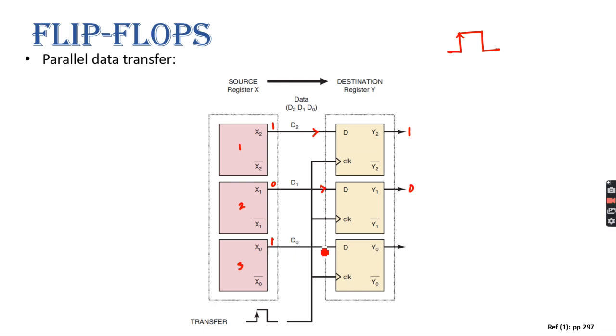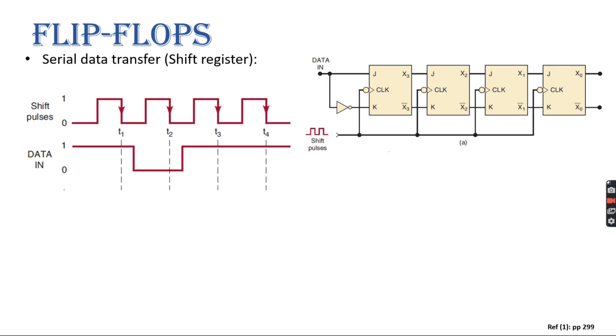Similarly, for the third D flip-flop, the output will be 1. So whatever is stored in your register using a flip-flop, in this case the D flip-flop, using the positive edge, you can get the output of this flip-flop which was stored in a register. Is there any question so far? No, sir.